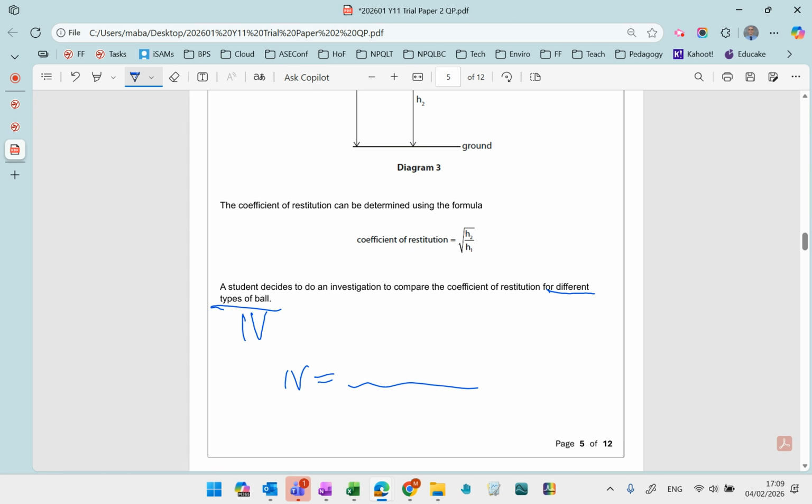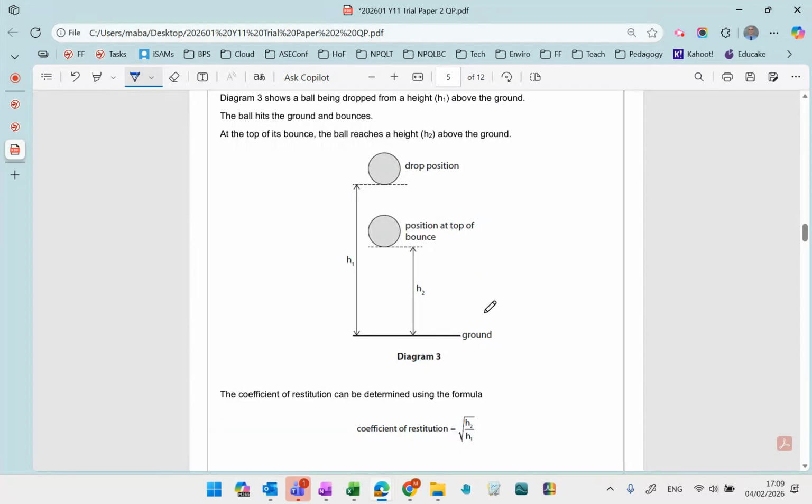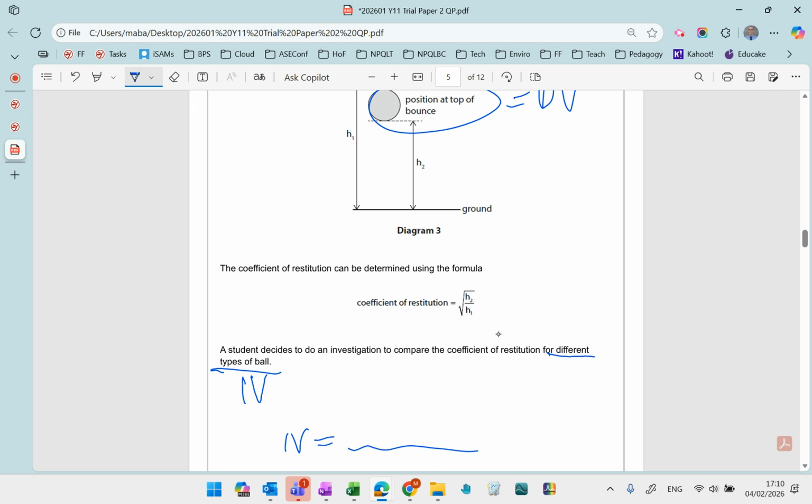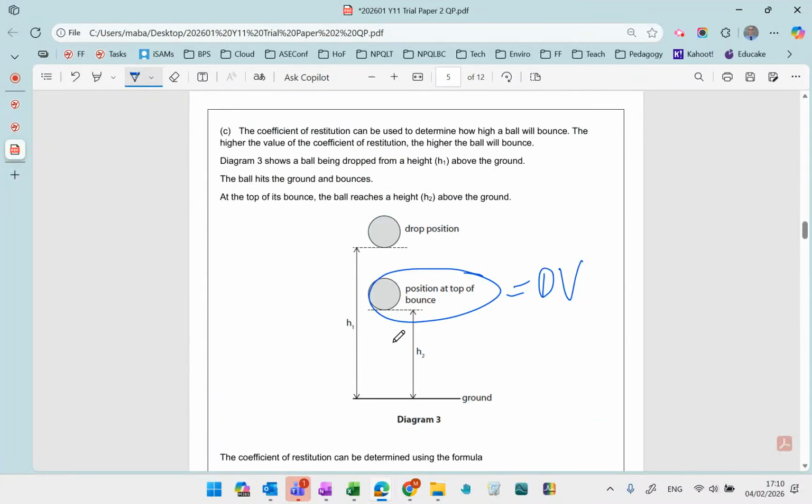And then the dependent variable, if you look here, is the height we're going to measure. So it's going to be the position at the top of the bounce. That's going to be our dependent variable. I mean, you could argue that you're trying to compare coefficient of restitution, so that could be a dependent variable, and they did allow that as well. But the thing that you actually measure is the position at the top of the bounce, so I think that's probably the stronger answer there.